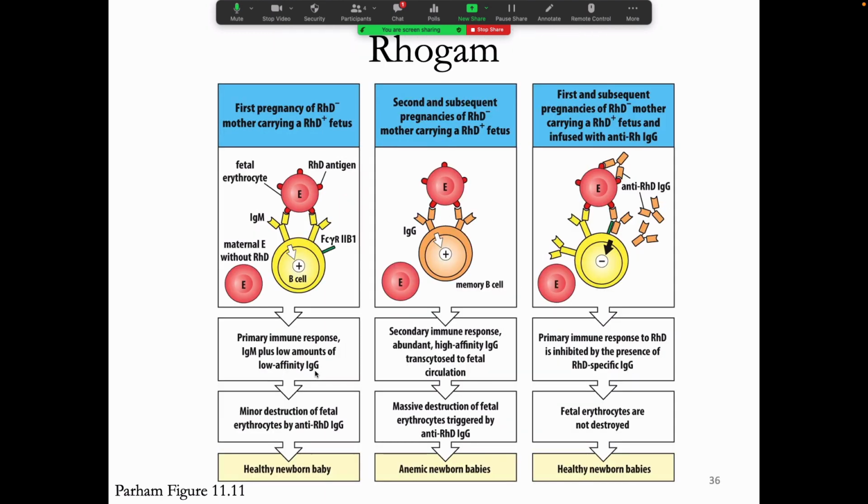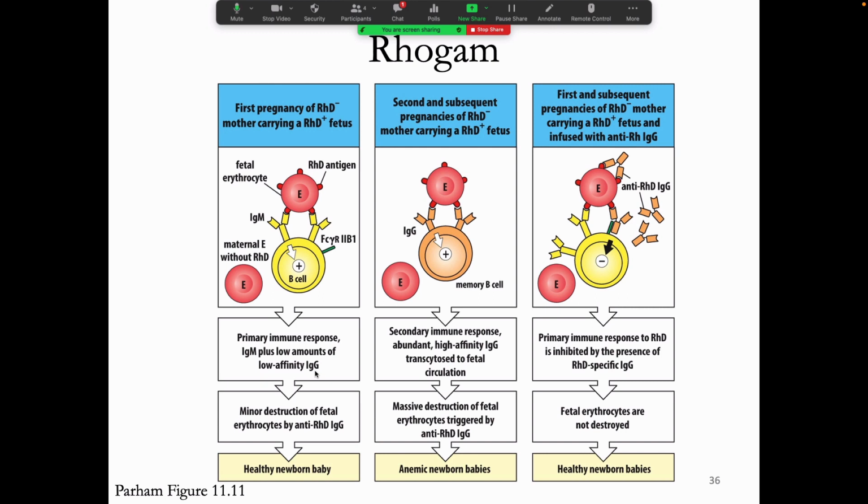And as a result, we get this process happening. Normally, we would have those red blood cells stimulating naive B cells and turning on those naive B cells to make IgG. And then those antibodies, the IgGs that are made, would kill the red blood cells. If we treat with Rhogam, Rhogam is going to bind to the red blood cell, as well as binding to the Fc gamma receptor on the naive B cell.